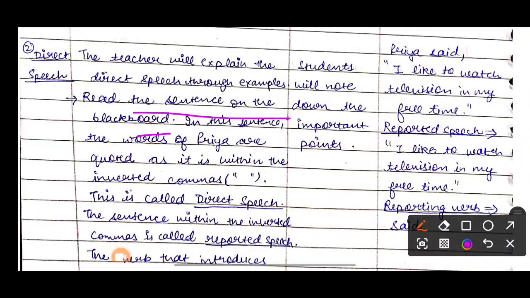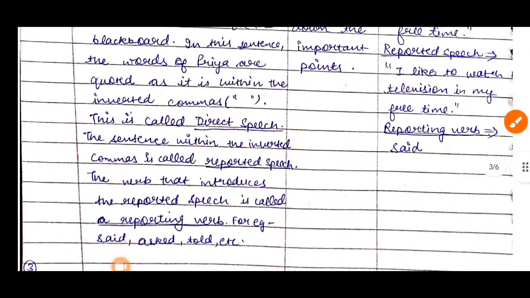Now in this sentence, the words of Priya are quoted as they are within the inverted commas. Whatever Priya said is quoted as it is within the inverted commas, as you can see. So this is called direct speech. And the sentence within the inverted commas is called reported speech. The verb that introduces the reported speech is called a reporting verb. For example, said, asked, told, etc.